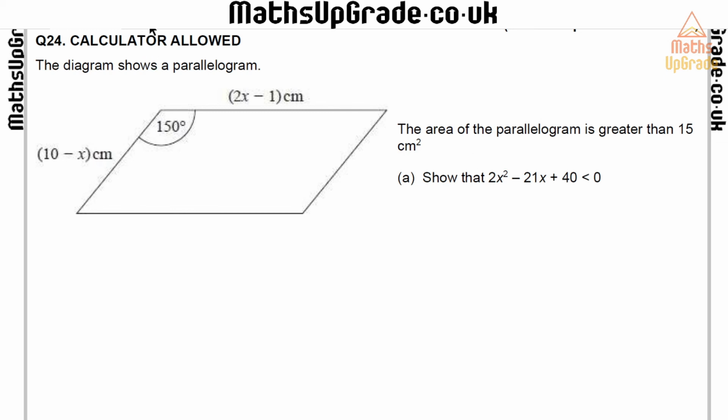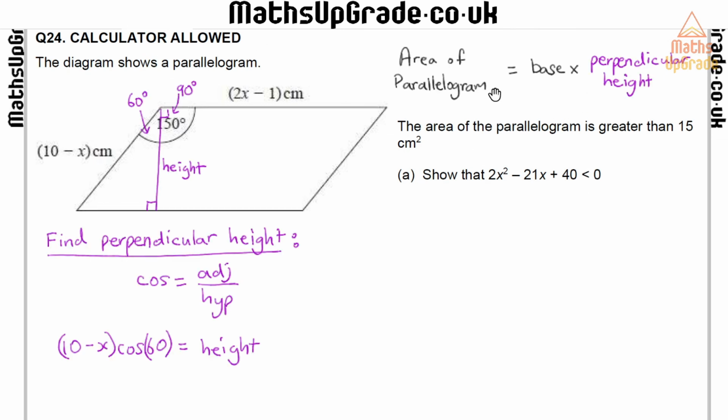So first of all, let's remind ourselves about how to find the area of a parallelogram. Here's the formula here. The area of a parallelogram is the base times the perpendicular height. So if I just draw on the perpendicular height here, then you can see that since it's perpendicular to the base, it must be perpendicular to the top of the shape. That must be 90 degrees there. This must be 90 degrees here. So in essence, I formed a 90-degree triangle.